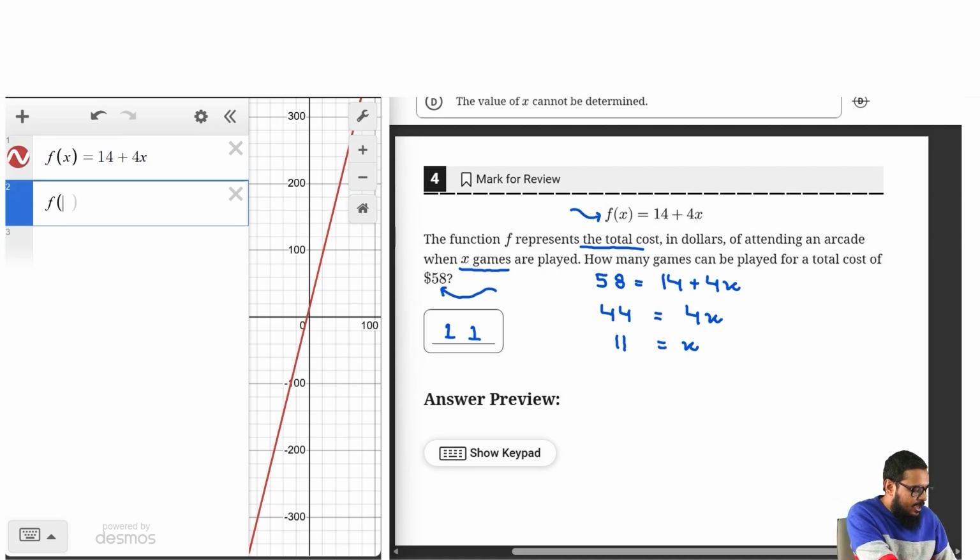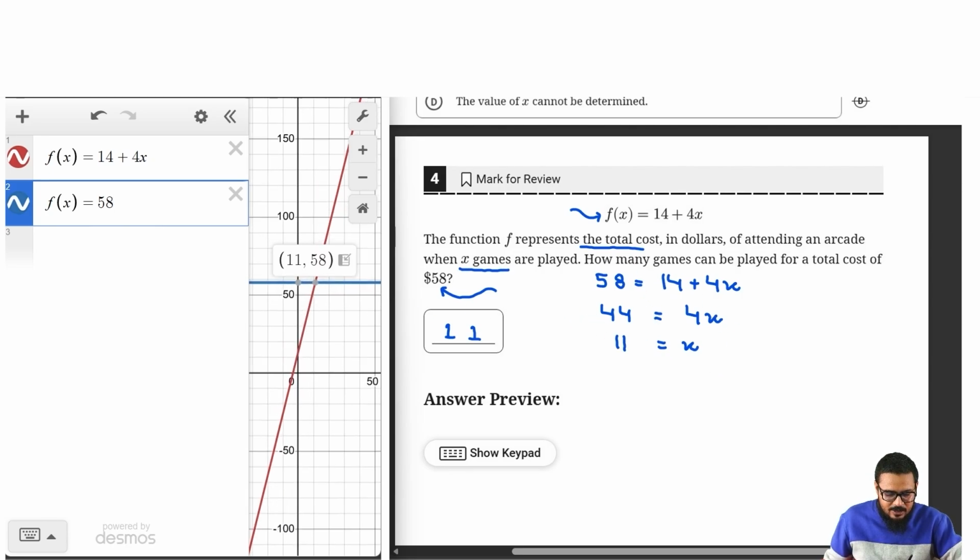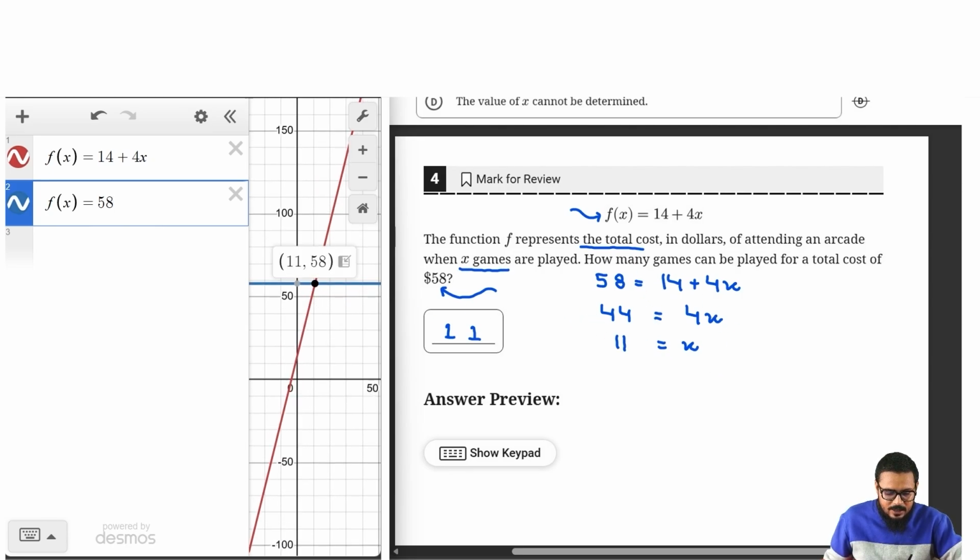So I'm going to write f of x is equal to $58. And Desmos is going to create these graphs for me, and I can easily figure out the intersection point of these graphs. I'm actually looking at the value of x, right? So that's your intersection point right over here. It tells you that once the cost is $58, the value of x has to be 11. So that's the Desmos method of doing this question.